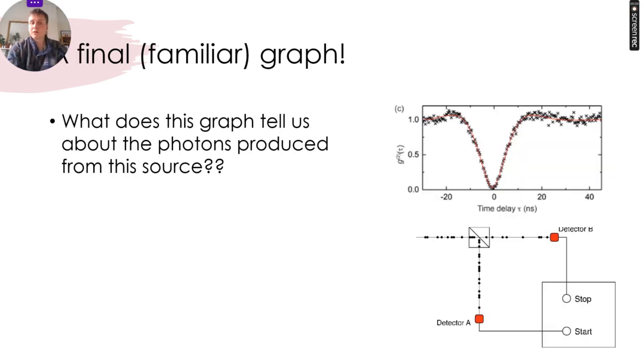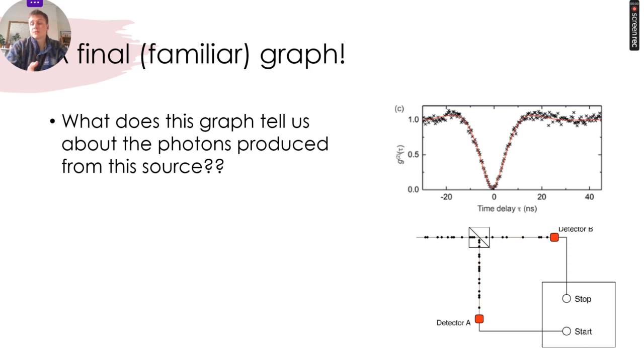Okay, and the final graph I want to go through, I'm hoping, is one that you're all very familiar with at this point. I think this is the third week in a row I've shown you this graph, but this is for this experiment, obviously. So I'll give you a few seconds to think, what does this dip in G2 that dips down to 0 tell us about our source? And a little clue, this is the experiment they use for this G2 experiment.